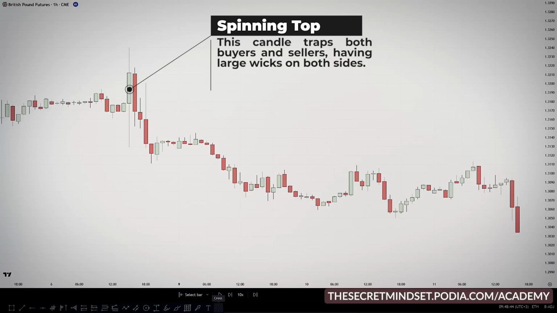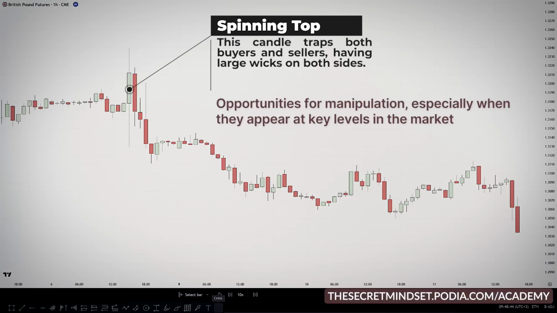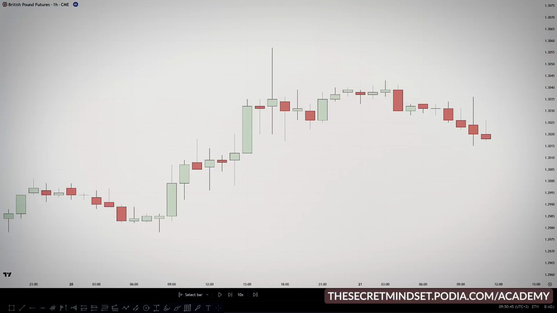This candle traps both buyers and sellers, having large wicks on both sides. They also present opportunities for manipulation, especially when they appear at key levels in the market. The market is in an uptrend, and then a spinning top appears.